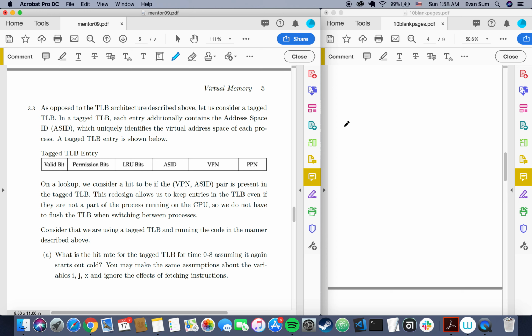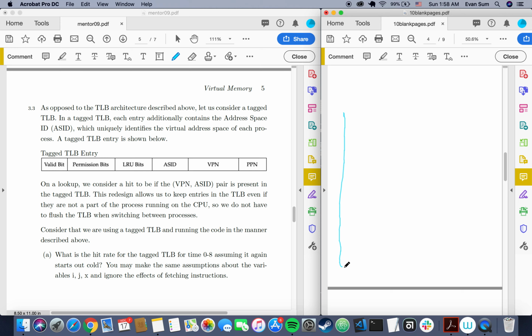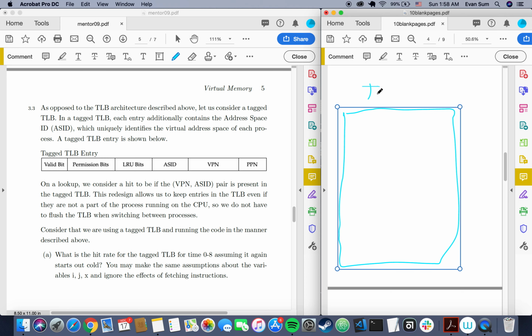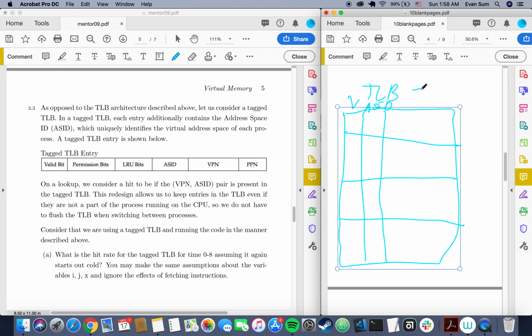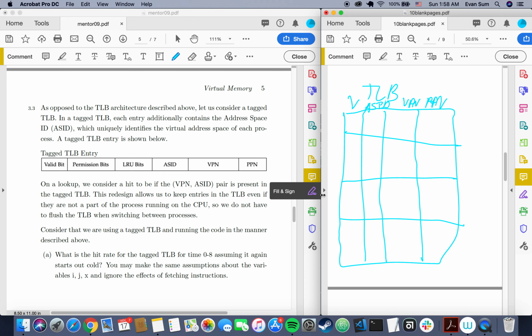So, if we think about back here again, what's going to happen for time 0, assuming it starts out cold? So, what's going to happen here? What I'm going to have is the valid bit and then the ASID, because as you saw earlier, okay, that's ASID. And what you saw earlier was we never used a permission, so I'm just not going to keep it. But basically now we're going to be doing VPN to PPN, and let's go back up top.